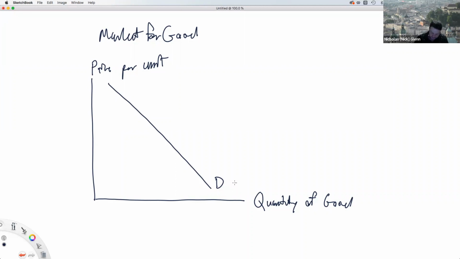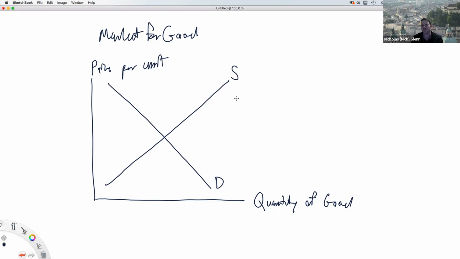All right. Well, what about supply? This comes from the producers. Supply is actually upward sloping. The law of supply states that as the price of a good increases, if everything else remains the same, then the quantity supplied is going to increase. So there's going to be a positive relationship with the price when you look at supply.